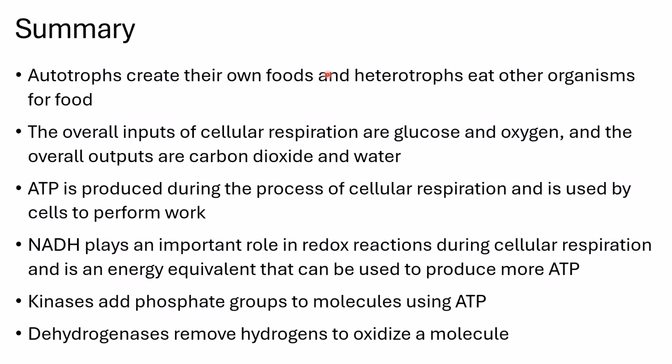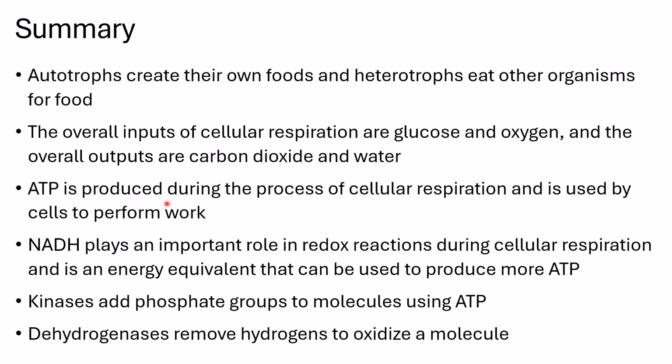In this video, we learned that autotrophs are organisms that are able to create their own nutrients, and heterotrophs eat other organisms to obtain nutrients. For both, these nutrients are broken down by cellular respiration to produce ATP. The overall inputs of cellular respiration are glucose and oxygen, and the outputs are carbon dioxide and water, with ATP created from the energy released during the process.